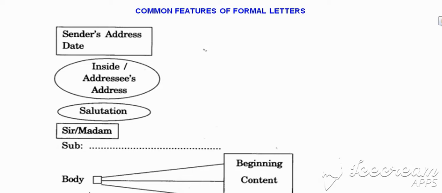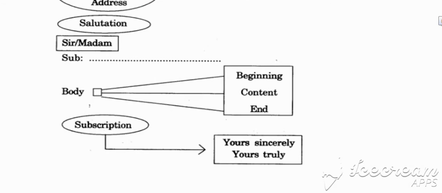So first of all, the sender's address, then the addressee's address. In between you put the date also, and then there are two ways: either you write Sir or Madam, that salutation, in the beginning and then the subject, or the subject first and then the salutation, and then comes the body. The body consists of beginning, content and end, and then there should be a subscription like yours sincerely, yours truly, and after that signature, name and designation.